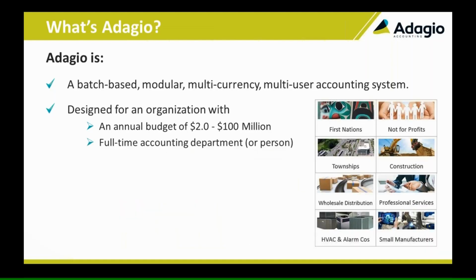The thing that differentiates Adagio is that organizations running Adagio tend to have a full-time accounting department or person. Actually, over 2/3 of our sites have more than one person in the accounting office. They tend to have a controller or CFO and an AP clerk or AR clerk. They employ someone who knows the difference between a debit and a credit, who doesn't need a picture of a check in order to write a check.